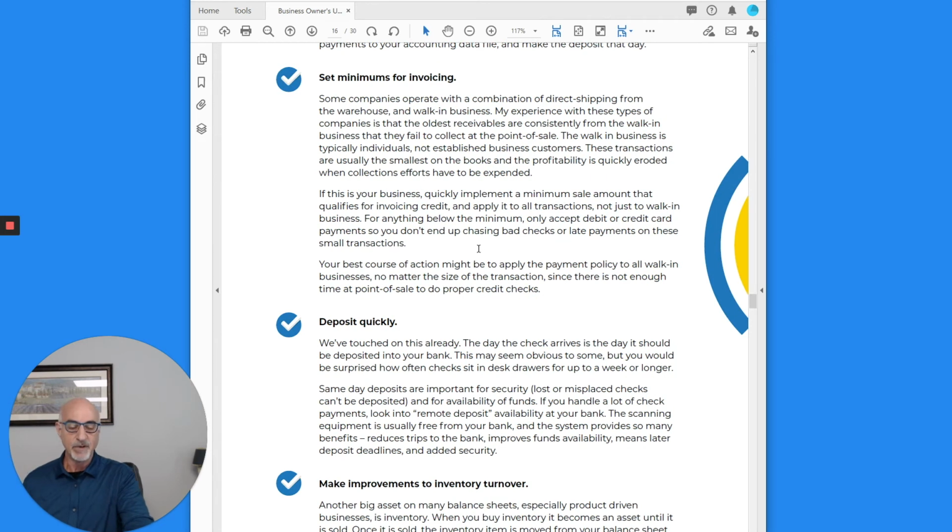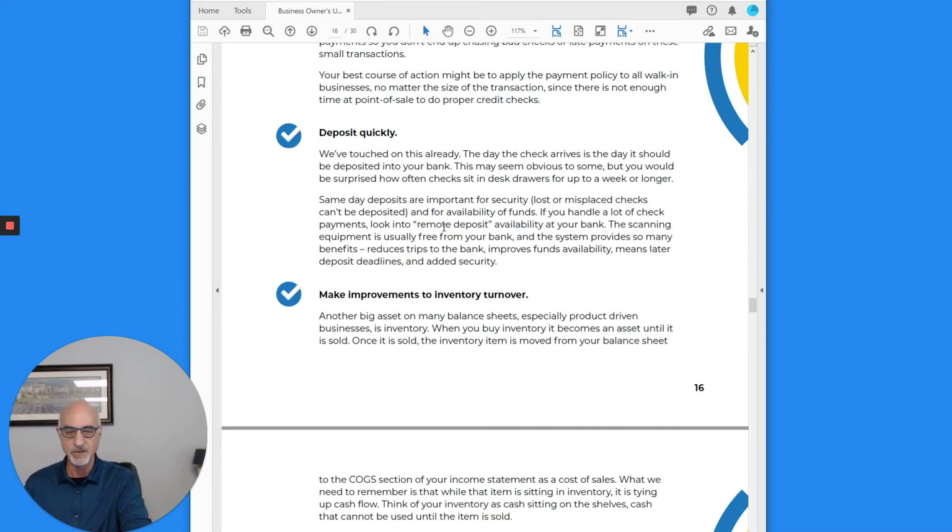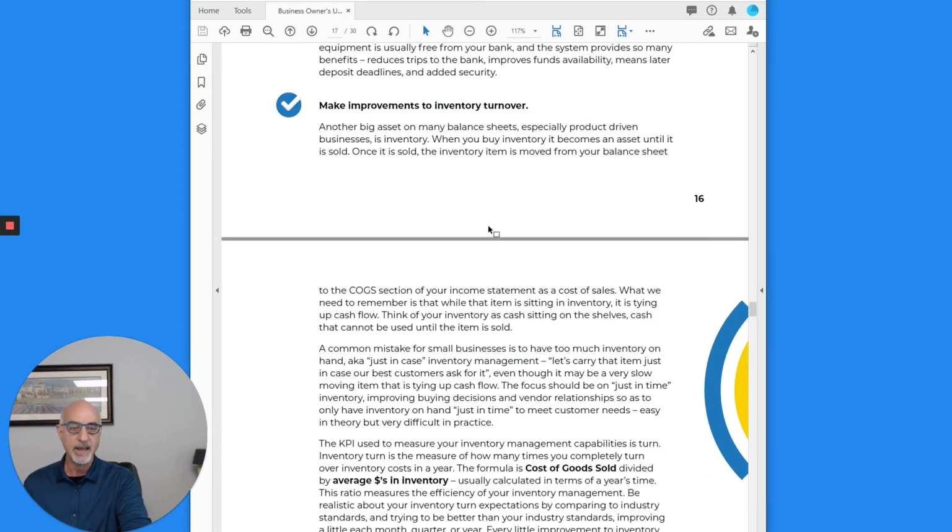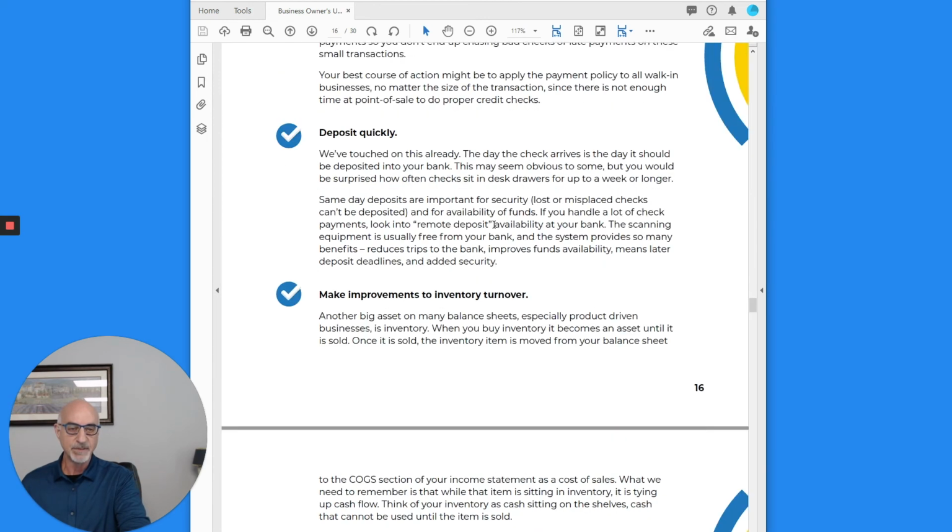Set minimums for invoicing. That would be a situation where you have a warehouse where you're shipping product on terms, but you also have a walk-in part of your business. If a sale is under $100, your term should be payment on the sale. Otherwise, you can put some terms on maybe larger purchases on walk-in business. Deposit your money quickly. Don't allow checks to sit around your office or in somebody's locked desk drawer. So those are some of the things on accounts receivable.